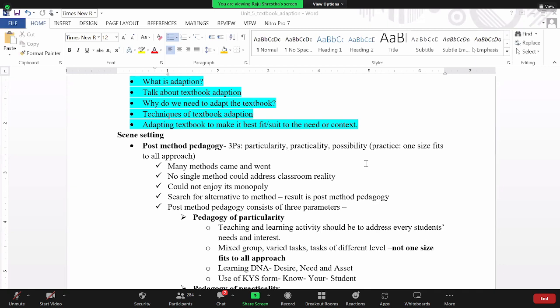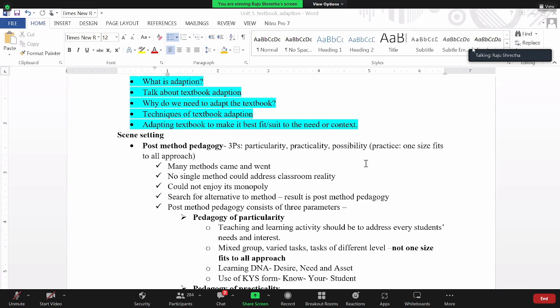Curriculum states competencies and learning outcomes. So textbook should focus to develop the competencies and learning outcomes mentioned in the curriculum. So textbooks should be written in line with the curriculum objectives. This is one important parameter. Should be written to explore students' individual needs and interests. Another parameter: should be practical.